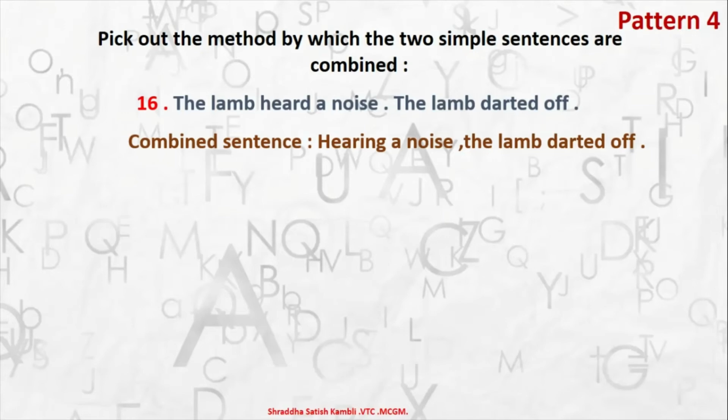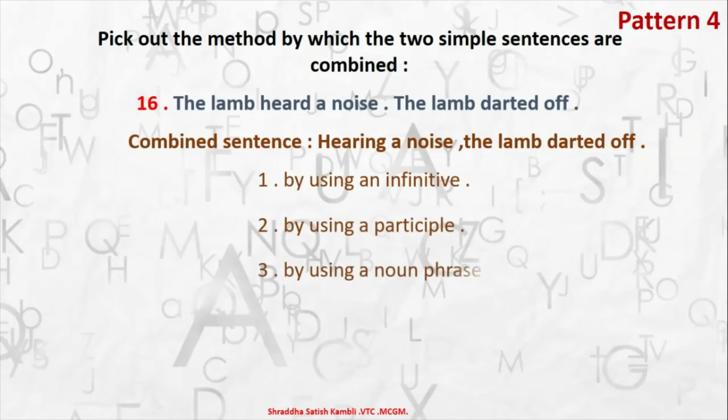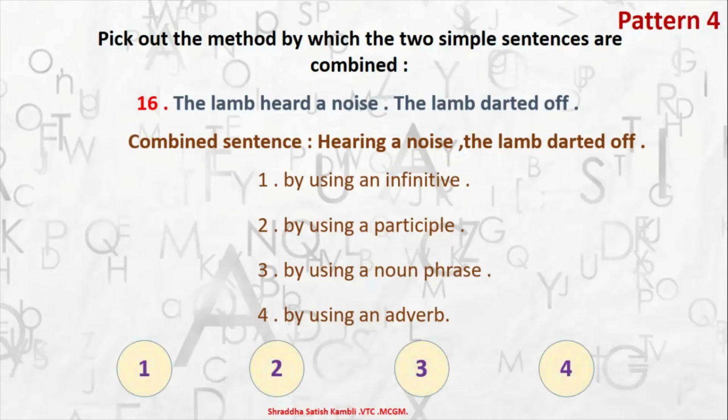So what have you done here? Which method have you used? Have you used an infinitive? Have you used a participle? Have you used a noun phrase or an adverb phrase? So what is the method that you have used in order to combine these two sentences? So hearing a noise, the lamb darted off. In this case, we have made use of a participle. Okay, you've added ing to the verb and we have used it as a participle. So understood the pattern of the question?